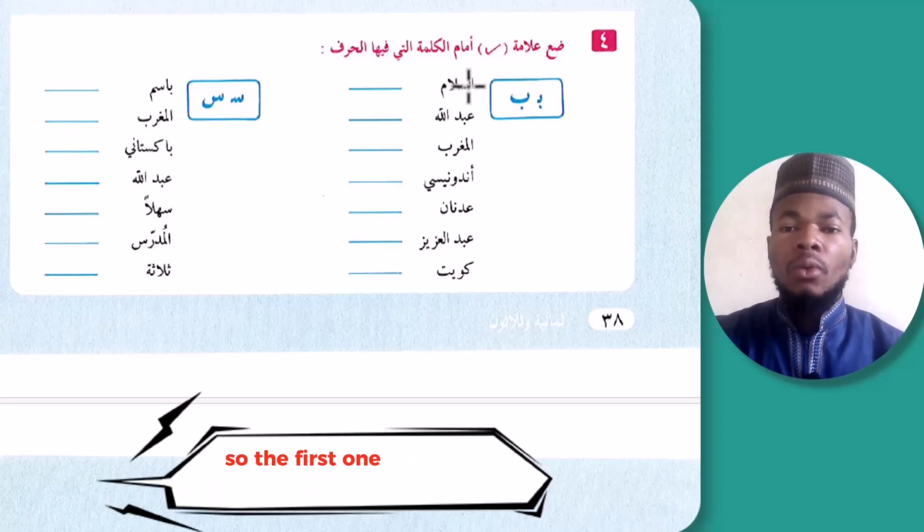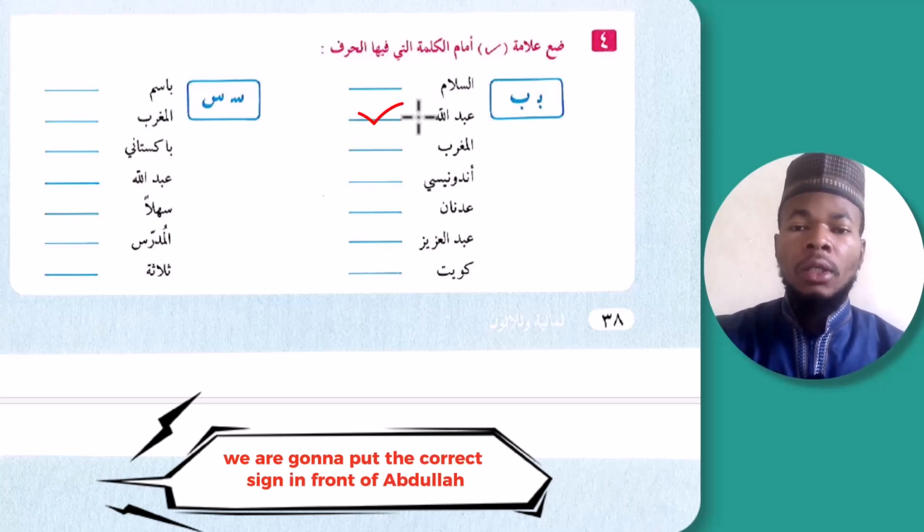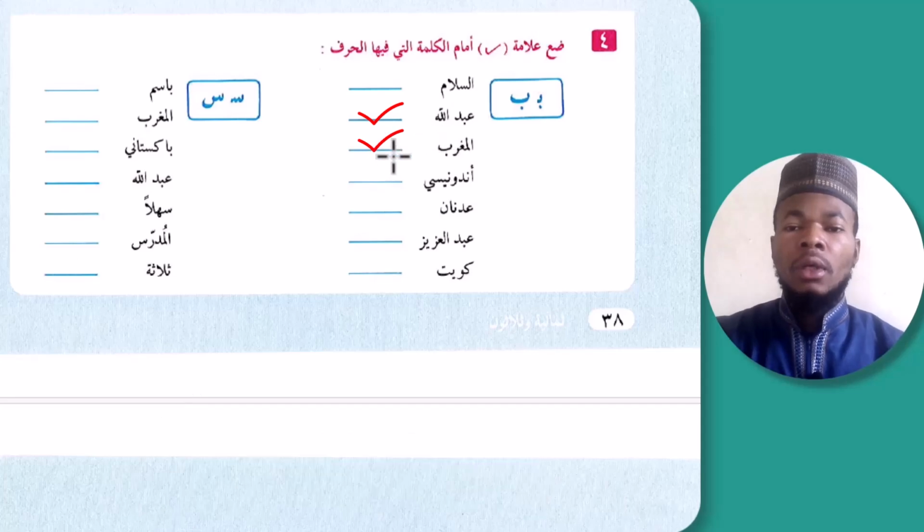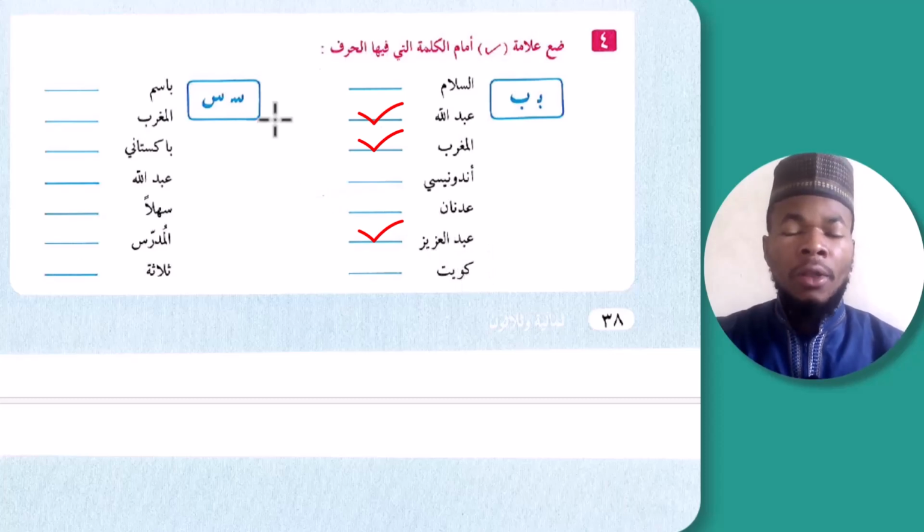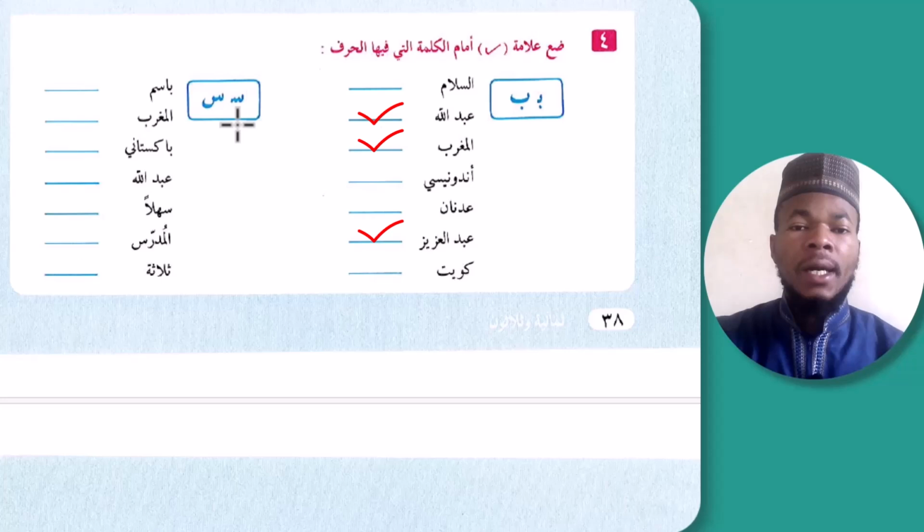So the first one, we have as-salam. So there is no ba on this. Abdullah. So here there is ba. So we are going to put the correct sign in front of Abdullah. Then al-maghrib. And Tunisiyun. There is no ba. Adnanu, no ba. Abdul Aziz, there is ba, so we'll put good. Then Kuwait, no ba. So in the other side, here we have the letter sin.